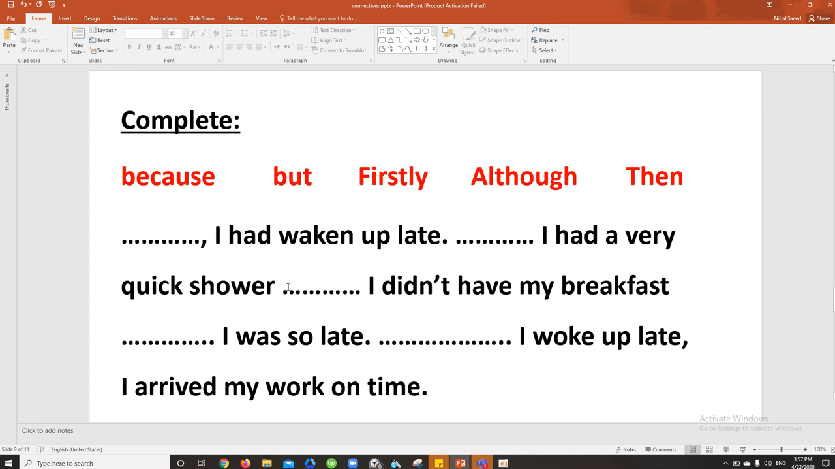It seems very boring, and I need to add the red connectives here to this paragraph to make it seem more interesting. Okay, so try to think with me. You can pause the video to copy these four lines in your copybook and try to answer the question alone. Okay. So it will be number one, firstly, I will take it and put it here. So firstly, I had woken up late.